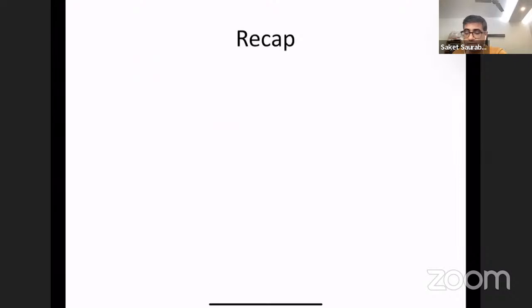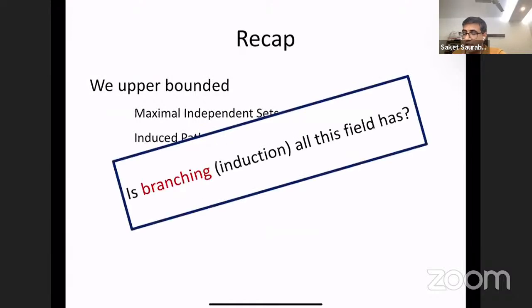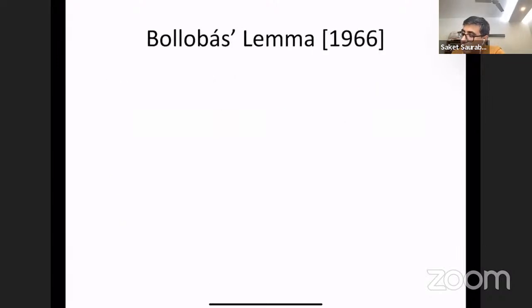Okay, so let's have a small recap. We upper bounded maximal independent sets, induced paths and cycles. But you can ask, is this branching or induction all that we can do, or are there some more clever tricks? So let me give you a different trick which is used in this area. This is a very classical lemma from combinatorics from 1966, called Bollobás Lemma.